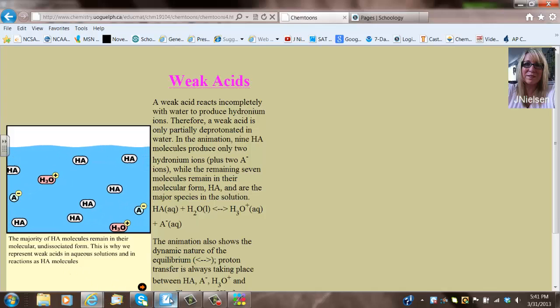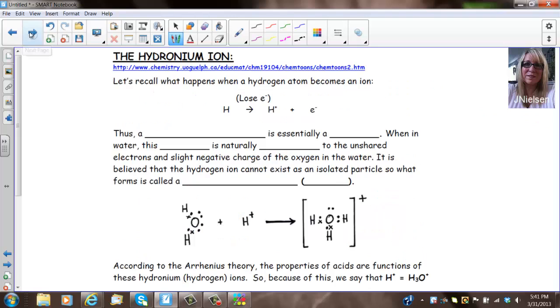Okay, back to our lesson. So let's recall what we just talked about, what happens when a hydrogen atom becomes an ion. So here, hydrogen loses an electron because hydrogen has one electron and one proton. And when it loses that electron, it has a positive charge. Thus, a hydrogen ion is essentially a proton.